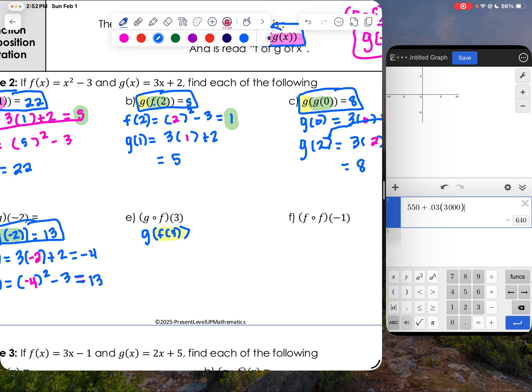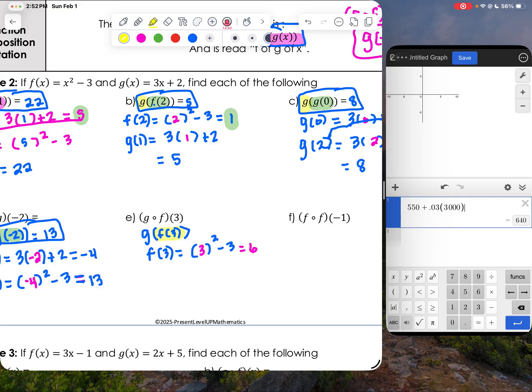All right, welcome back. Hopefully you calculated f of 3 first and got 3 squared, which is 9, 9 minus 3, which is 6. So hopefully you did that part right. Okay. Then that output became your new input.